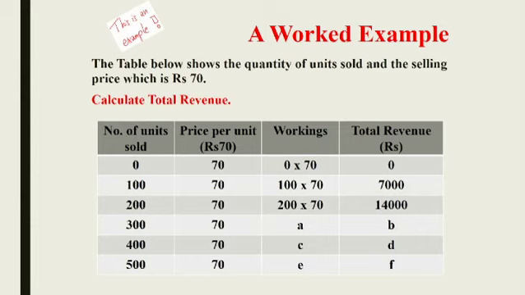When the number of units sold is 0, total revenue is 0. When units sold is 100, total revenue is 7,000. When the number of units sold is 200 units, total revenue is 14,000 rupees. Now, let us see how to calculate A, B, C, D, E, and F.